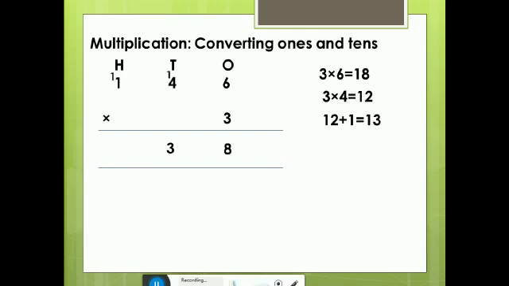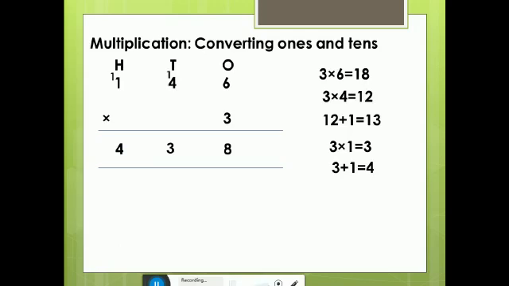Now multiply 3 with 1. 3 ones are 3 and again we will add the carry. 3 plus 1 is 4. So when we multiply 146 with 3, we will get the answer 438.